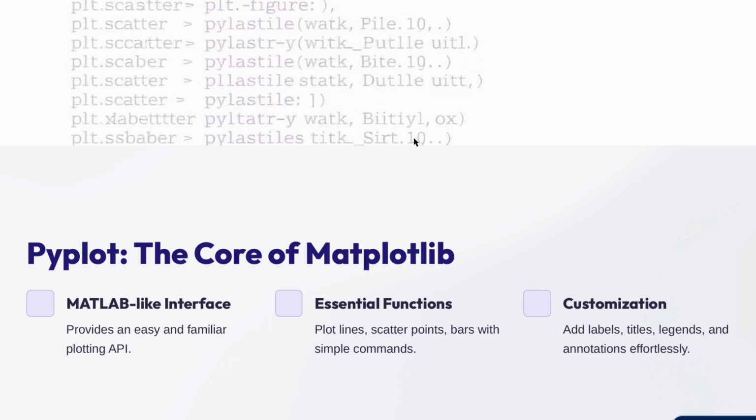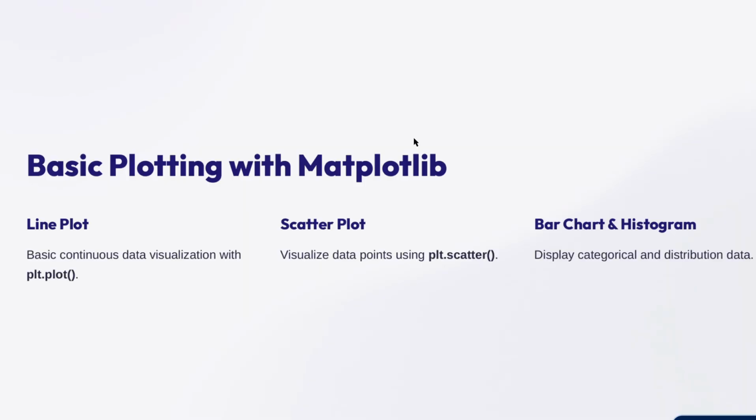The heart of Matplotlib is PyPlot, the core of Matplotlib. It includes a MATLAB-like interface. That is, it provides an easy and familiar plotting API. We can plot lines, tables and graphs, etc. using this very interactively and in an easier way. And then the next one is, we can customize any type of labels, titles and sidebars using Matplotlib. It is very interactive.